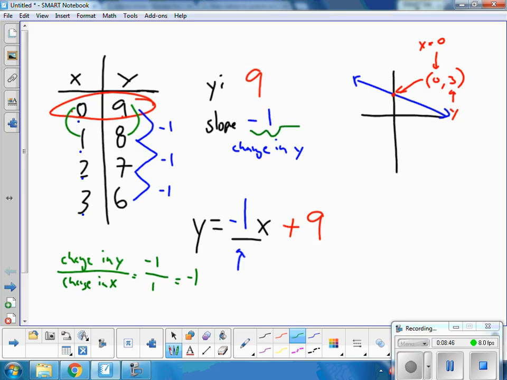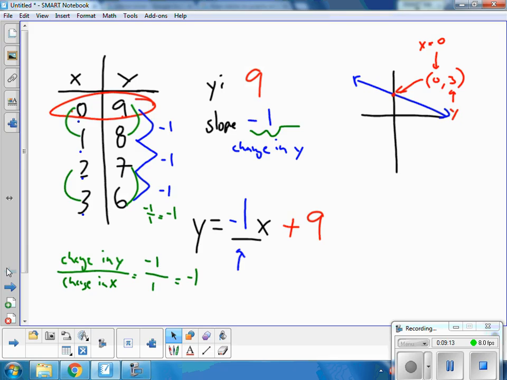Maybe I pick a different one. Maybe I go from 7 to 6. It's my change in y. 7 to 6 is minus 1. From 2 to 3 is 1. And that gives me negative 1, which is my slope. So I can do this each time. Sometimes your tables are nice because they're all in order, and you can find your slope real quickly. Sometimes you have to do a little bit of calculating. You're looking for how much it changes in y versus how much it changes in x.